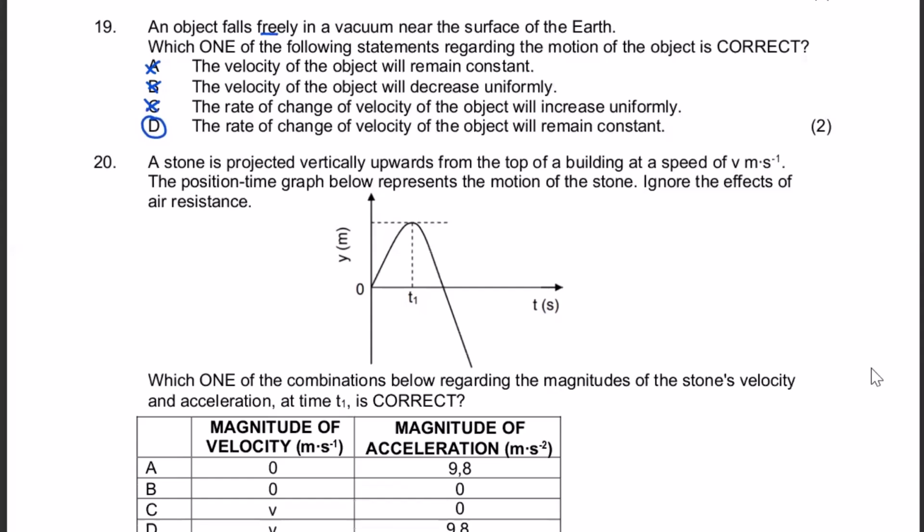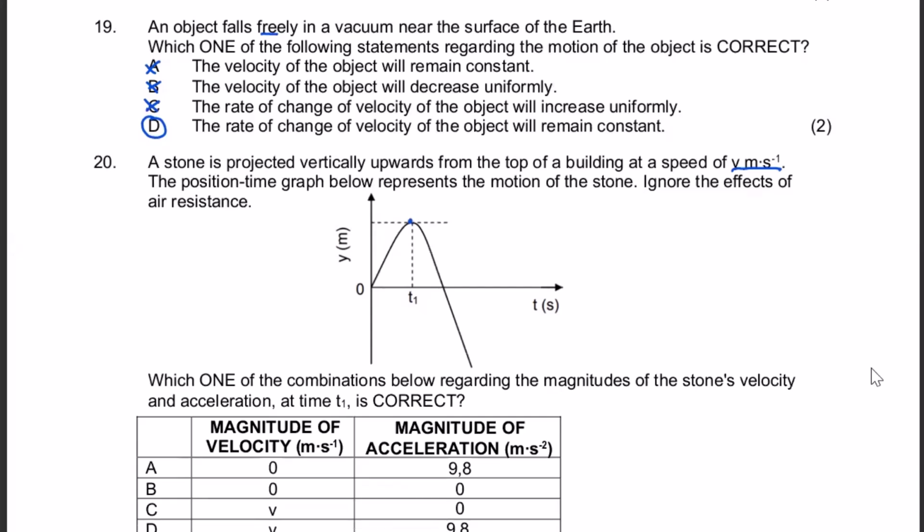Then moving on to the last question, 20. A stone is projected vertically upwards from the top of a building at a speed of v meters per second, right? So this is our initial velocity. The position time graph below represents the motion of the stone. Ignore the effects of air resistance, right? So which one of the combinations below regarding the magnitude of the stone's velocity and acceleration at time t1 is correct, right?